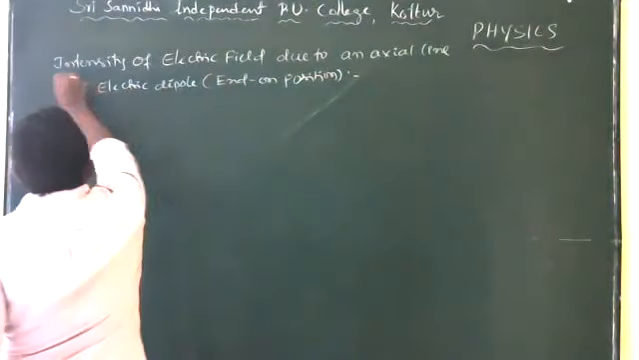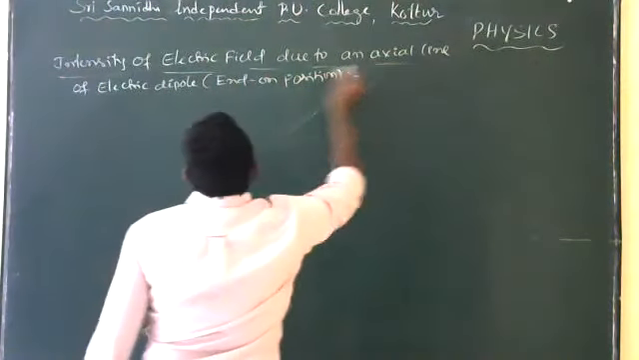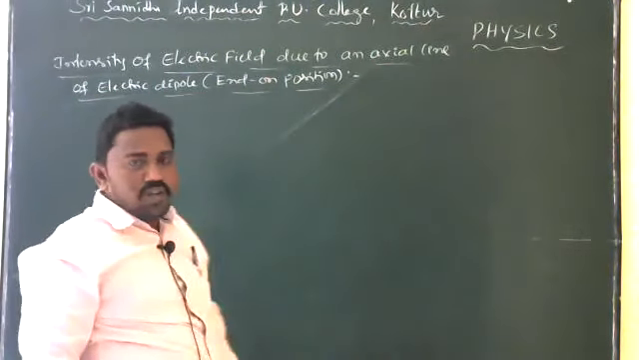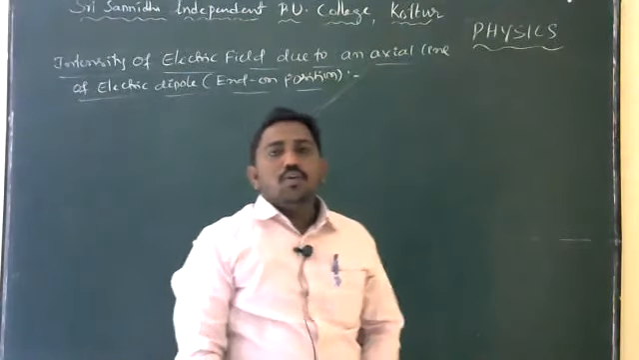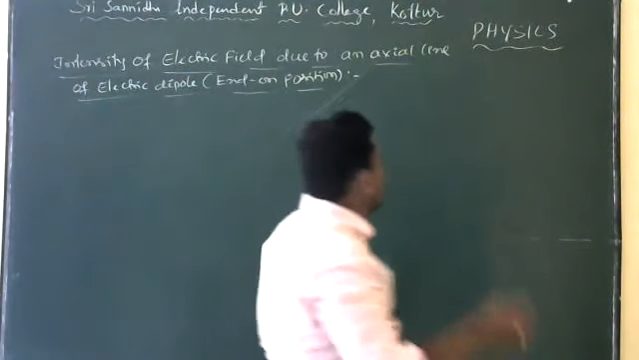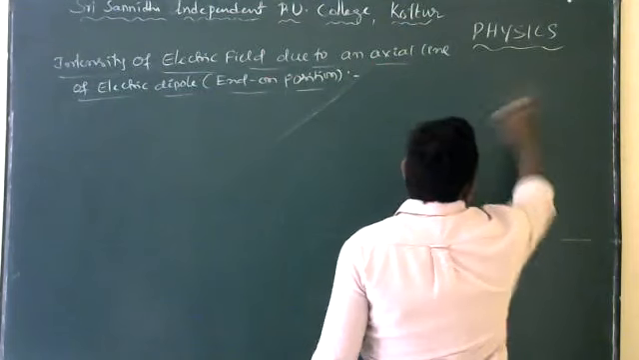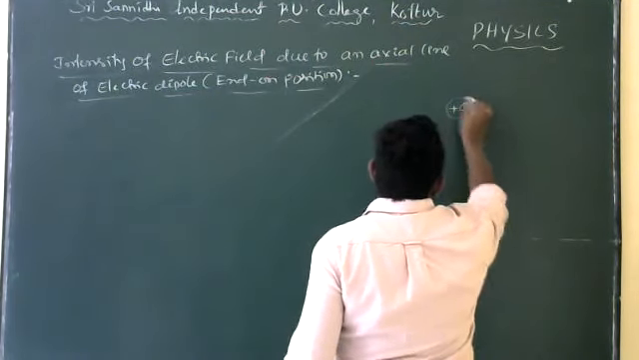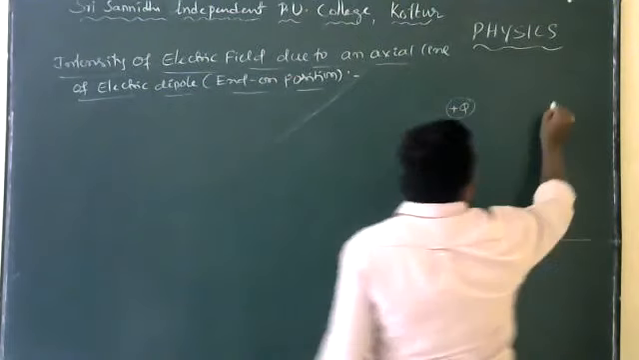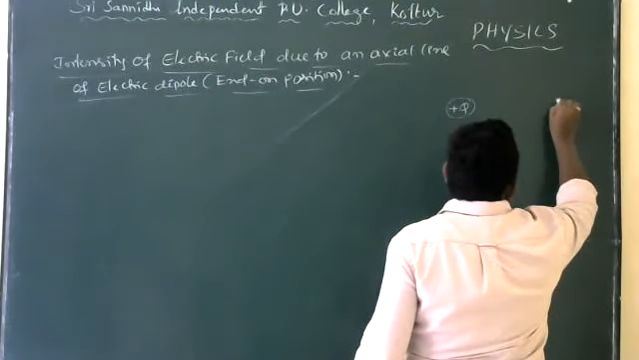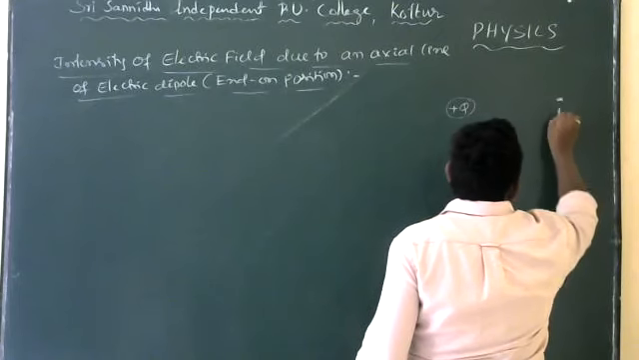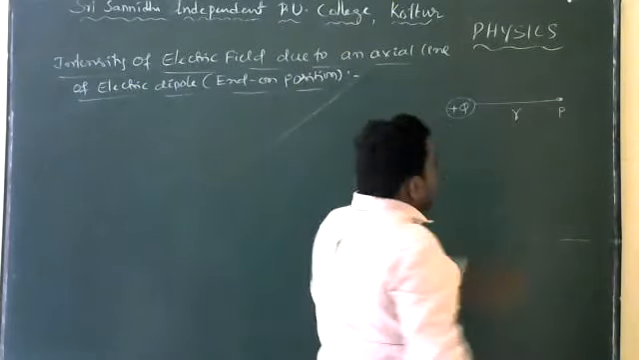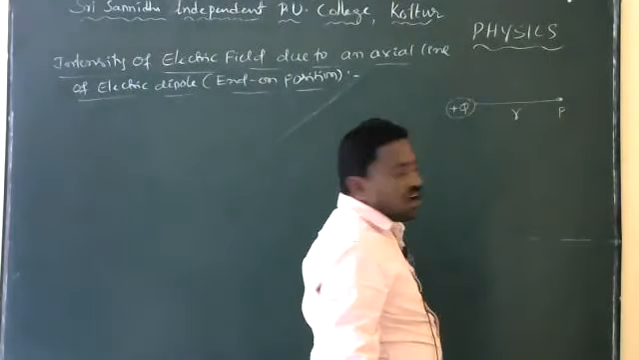This is very important. Before you solve the question, remember the field due to an isolated point charge. We have already discussed it briefly in previous videos. This is one charge, the source charge. Here is the point P, at some distance from the charge.